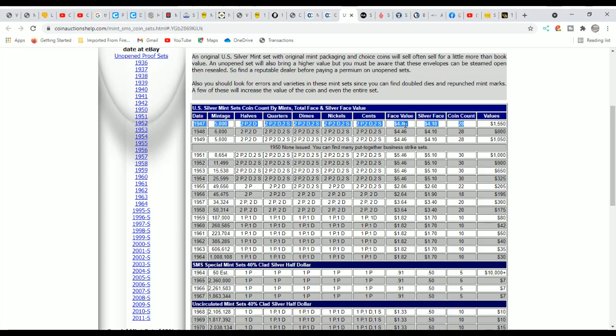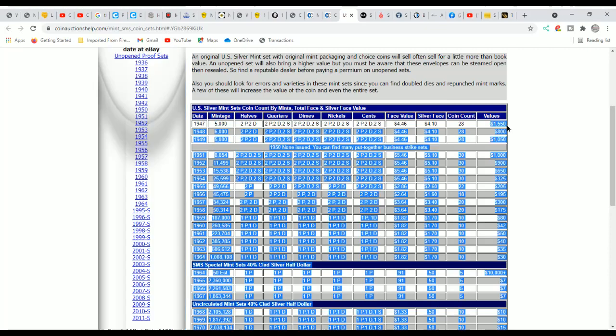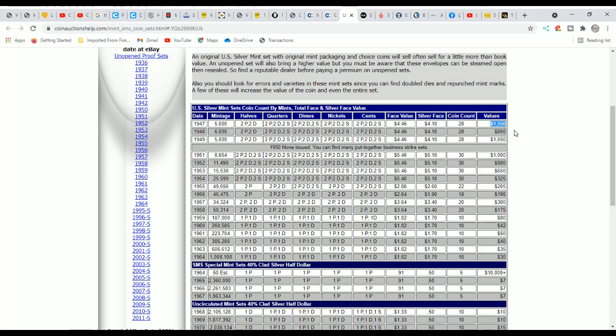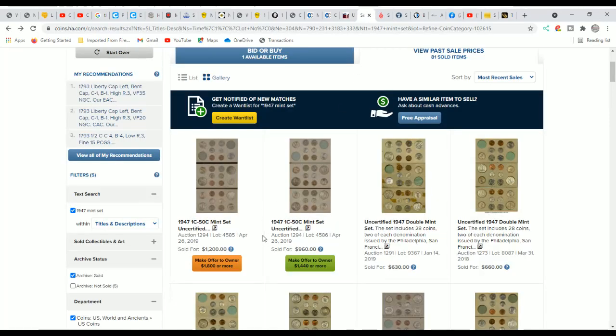It tells you what the face value is in the whole set, $4.46. And then you have $4.10 in silver face. So here's the value, $1,550, and Gray Sheet has it at $1,200, and I think Red Book has it at about $1,500. But that value, we don't really know for sure because none have sold on Heritage since 2019, almost 2 years, as a complete intact set. The last one was sold for $1,200, which was Gray Sheet. The buyer is asking for $1,800.